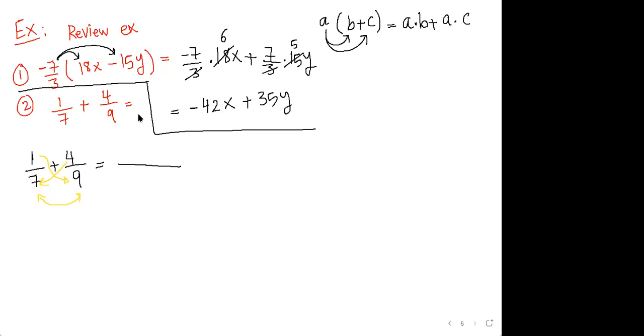Okay, that would be 1 times 9 plus 4 times 7, right? That would be 37 over 63. 7 times 9, what is the answer? 37 over 63. Okay, let's check. 9 plus 28. 9 plus 28 is 37. Yes, this is true.